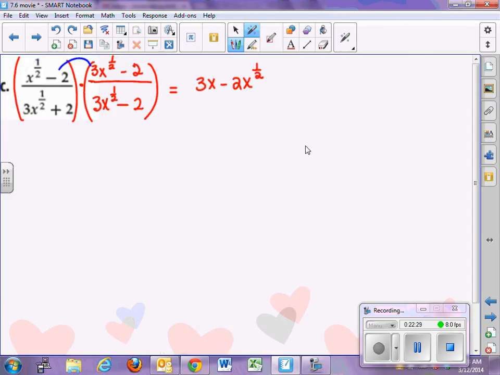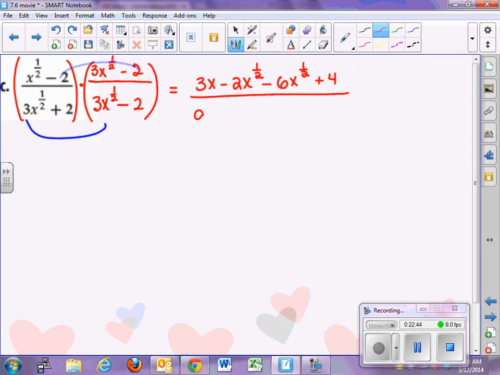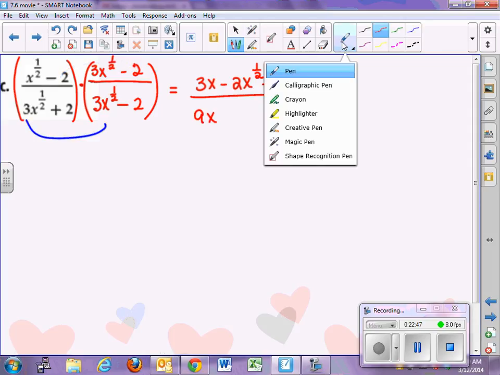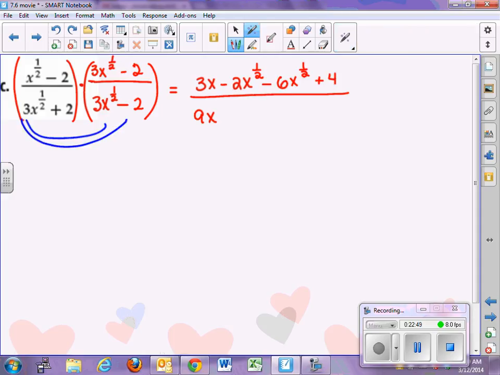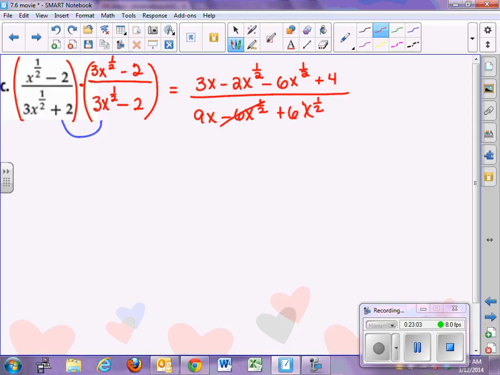-2 times 3x to the 1/2 is -6x to the 1/2. And last times last gives us +4. Now in the denominator, we get 9x minus 6x to the 1/2 plus 6x to the 1/2. Oh, those cancel, of course. That's why we do conjugates. And then minus 4.